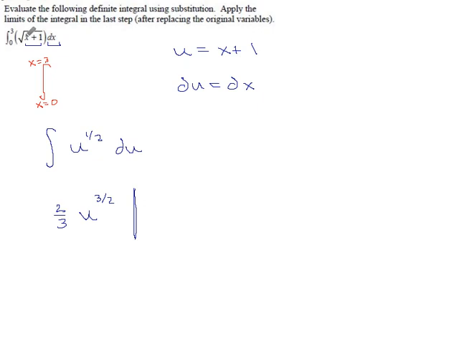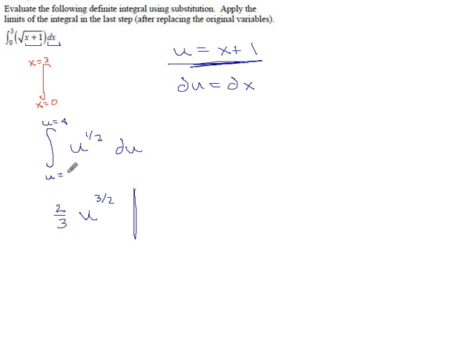So it's easy to make the switch. We just have to calculate these new limits in terms of u. U, it says here, is x plus 1. So if x is 3 for our upper limit, u is going to be 3 plus 1, u will be 4. For our lower limit, x is 0. 0 plus 1 means our u is 1.